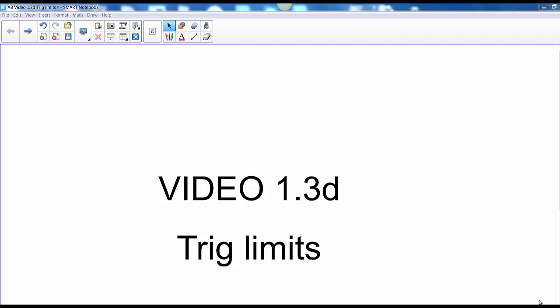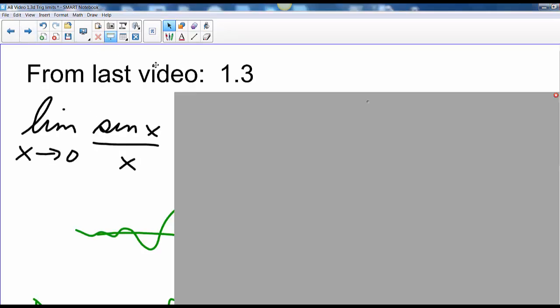Hi, welcome to video 1.3D. This is our trig limits. Now we've done a few easy trig limits. These are going to be a little bit more complicated. So we talked about this in the last video on 1.3, which would have been 1.3C. So let me do that.